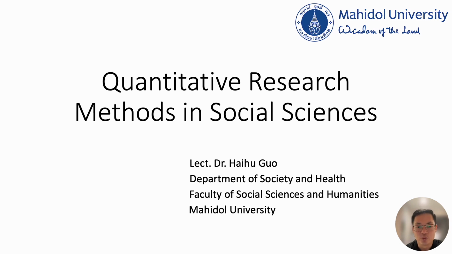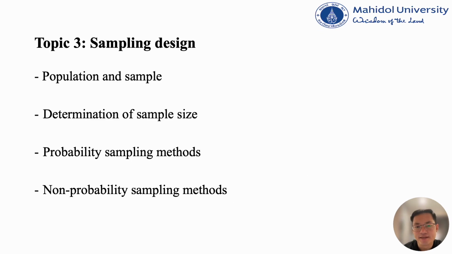Today we will explore an essential concept in the research process, sampling design. In this session, we will discuss four key topics. First, we will look at the definitions of population and sample, and understand the difference between the two. Then, we will explore how to determine an appropriate sample size, including a simple calculation formula.